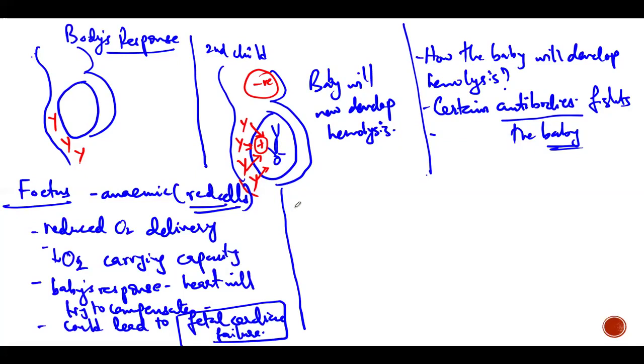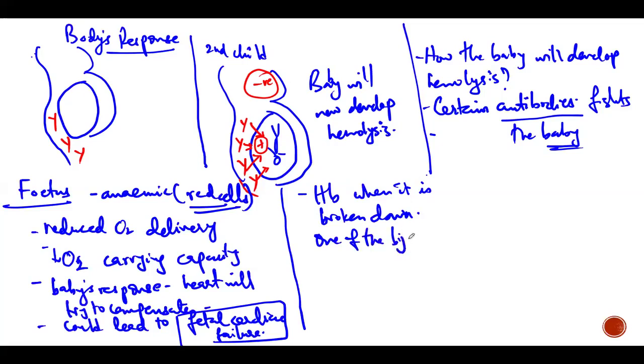blood group, right? Now, another one is basically your hemoglobin. You know what hemoglobin is, right? What does hemoglobin do? It carries oxygen to all cells, and it is present in your red blood cells. So when it is broken down, one of the byproducts is bilirubin. Have you guys heard of this? Bilirubin is a compound produced as a hemoglobin breakdown byproduct. As the antibodies break down the red blood cells and the hemoglobin in that child, lots and lots of bilirubin will be released.